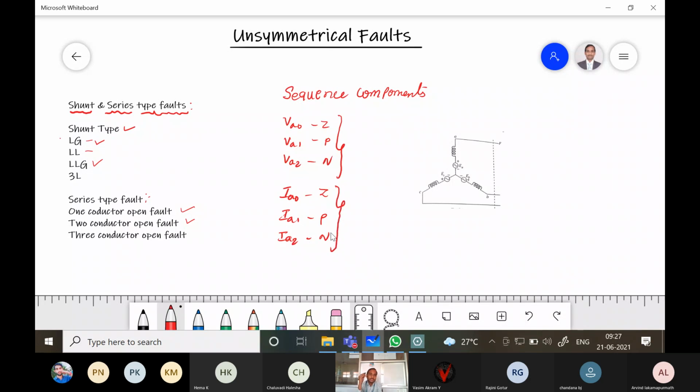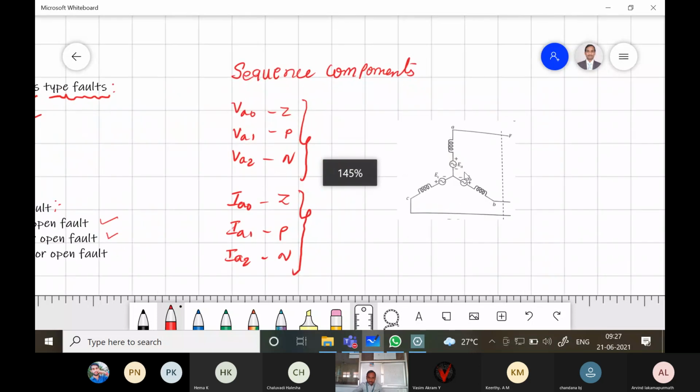We have studied sequence components and sequence networks. In that, VA0, VA1 and VA2 and IA0, IA1 and IA2 are how to find these things: the zero sequence voltage, positive sequence voltage and negative sequence voltage. After finding these we can find the fault current in the system. So now look at the diagram.